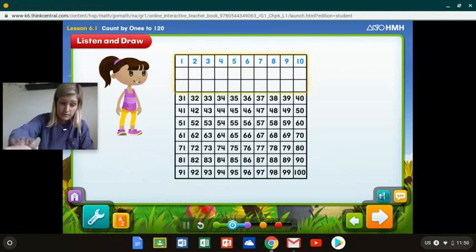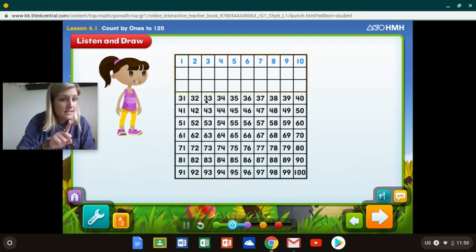Finish filling in the third row of the chart. If we look at what matches: a 1 here and a 1 in 31. A 2 here and a 2 in 32. A 3 here and a 3 in 33. Let's see if the same thing happens when we keep counting on. 21, 22.